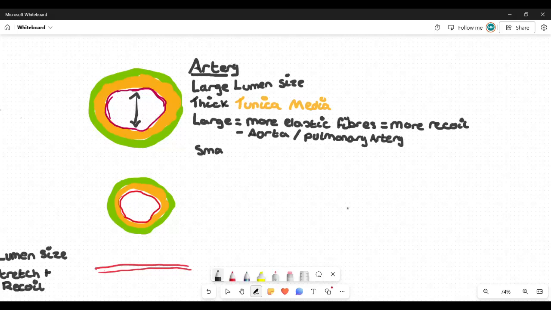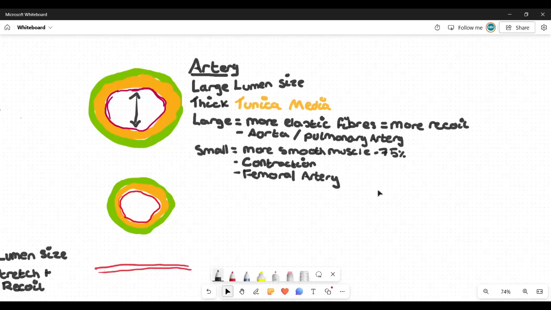As arteries split and become smaller, the tunica media becomes less elastic and has a high density of smooth muscle rings encircling the artery, like a ring on a finger. This allows the artery to contract or relax to control blood flow and is key in maintaining blood pressure. At this point, about 3/4 of the tunica media is made of smooth muscle. However, as muscle is less stretchy, there is less elasticity in these arteries. The femoral artery is an example of this type.